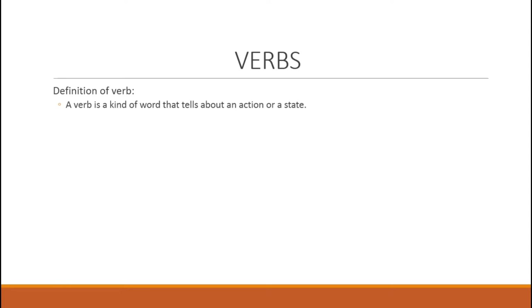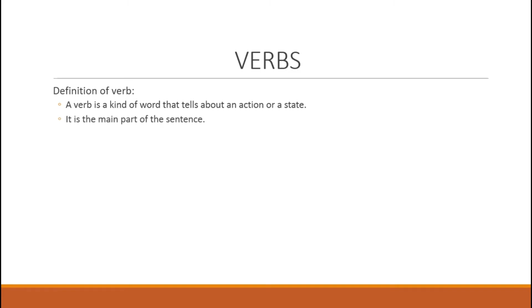First, let us learn the definition of verb. So what is the definition of verb? A verb is a kind of word that tells about an action or a state. Means either the verb says an action or talks about a state. State means condition. Means there are two types of verbs, action and state. Action verbs show an action and state verbs show a condition, means no action.